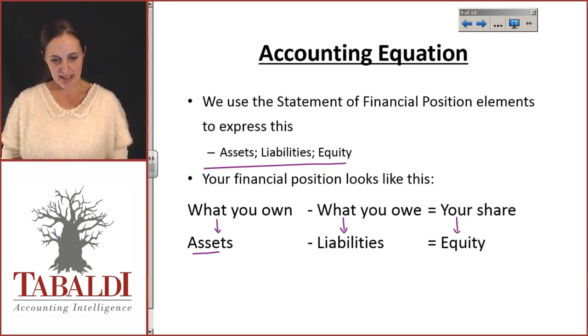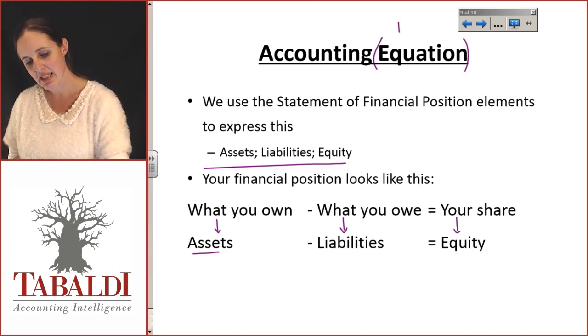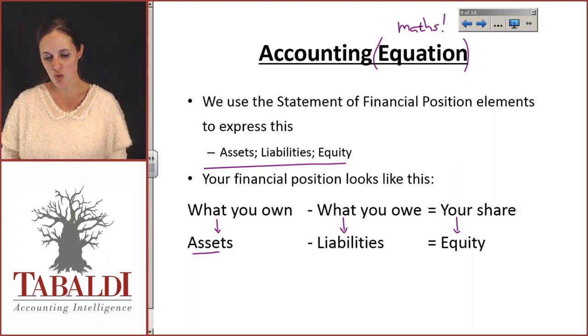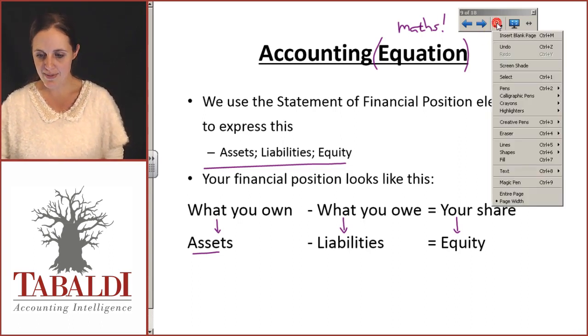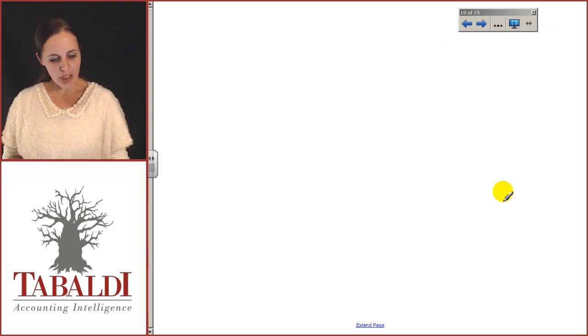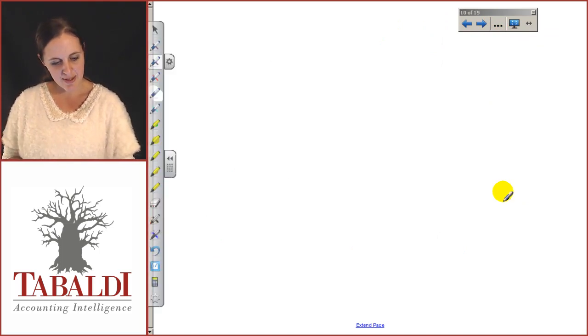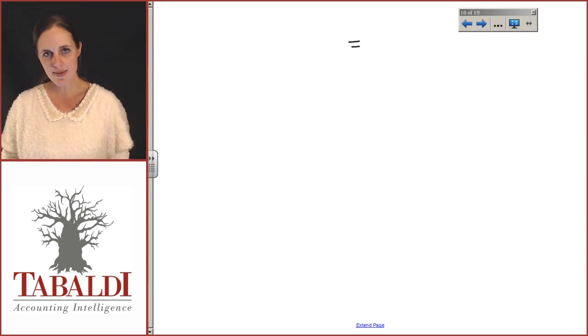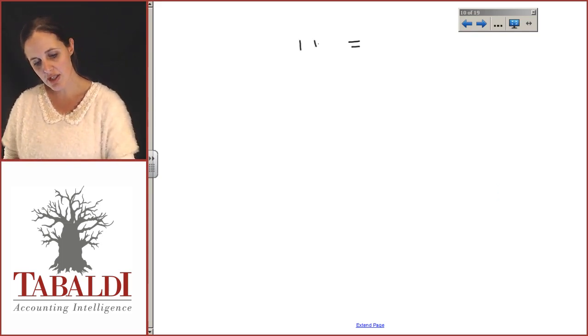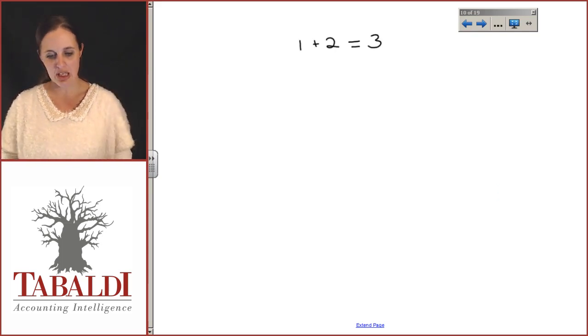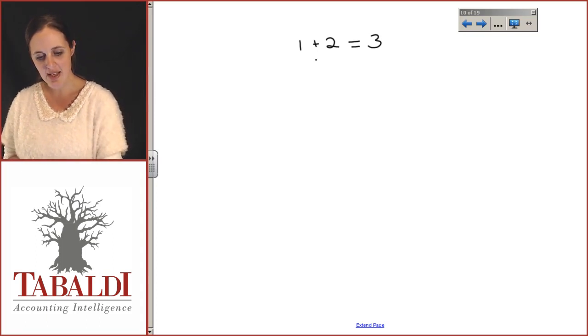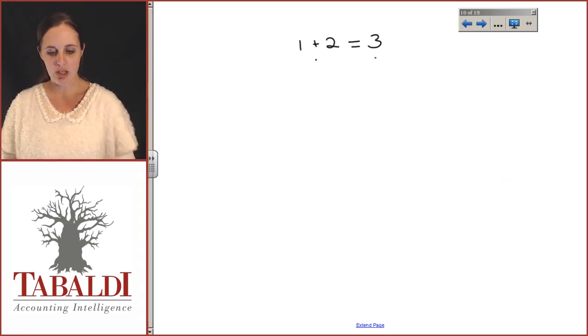Now we need to keep in mind that this is an equation. You should remember that word from maths a little bit, the word equation. So let's take accounting out of it. What did we learn about equations way back in school, whenever that was? What we learned about equations was that the one side had to equal the other, right? So if you could say 1 plus 2 equals 3, that was an equation. And this side, the left-hand side, had to equal the right-hand side.